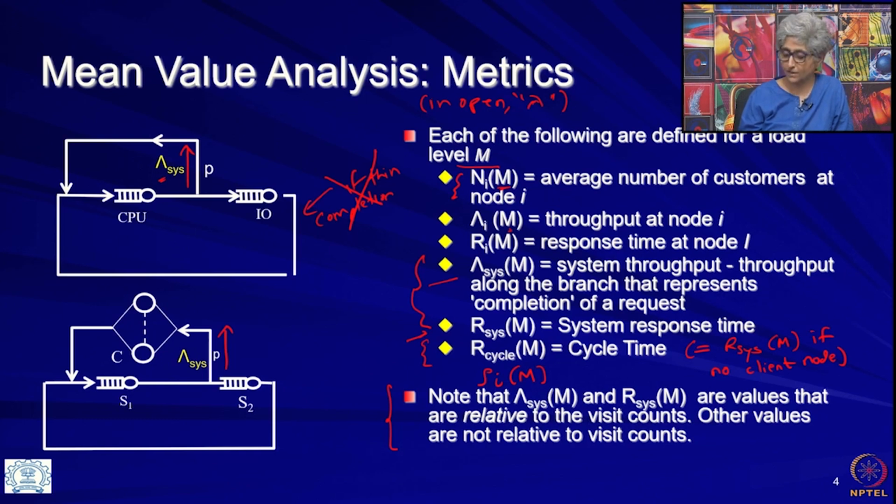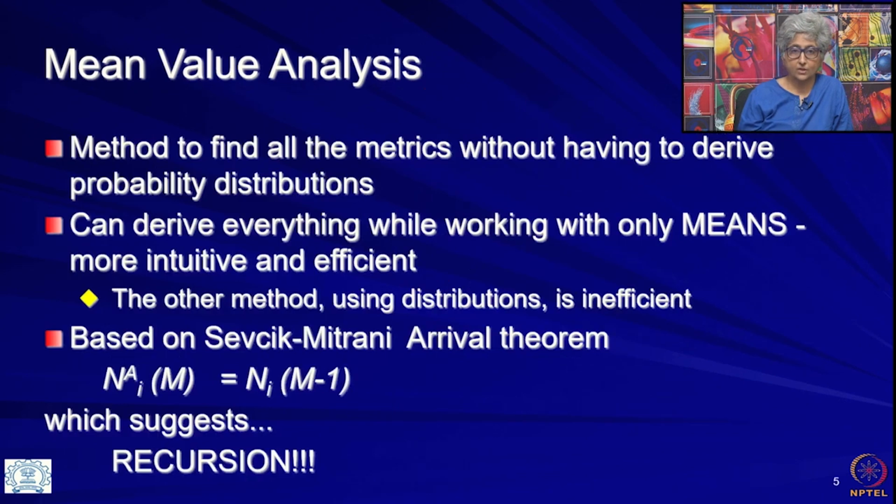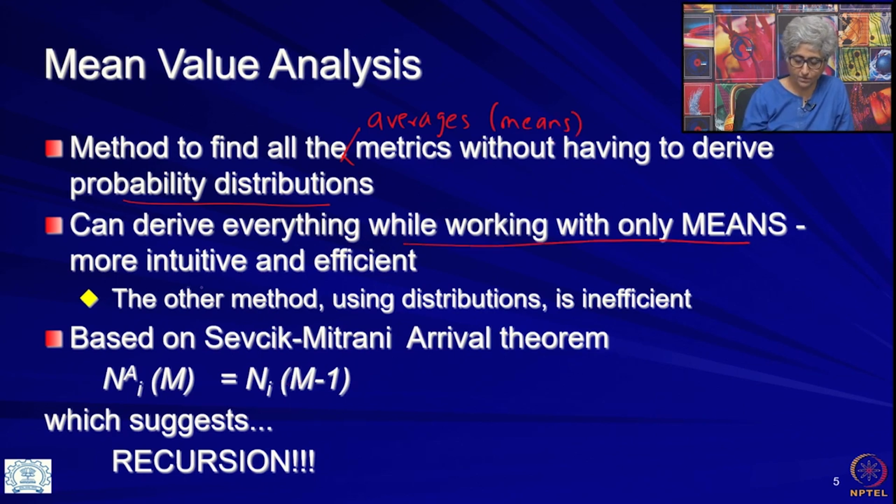So, let us get started with mean value analysis. What is it? It is a method to find all the metrics without having to derive the probability distribution. Of course, when I say all the metrics, we only find averages or means, that is the whole point. We are doing mean value analysis, and we can work only with the means. That makes the entire algorithm a little bit intuitive, and more importantly it makes it efficient, and we never have to derive, for example, this.